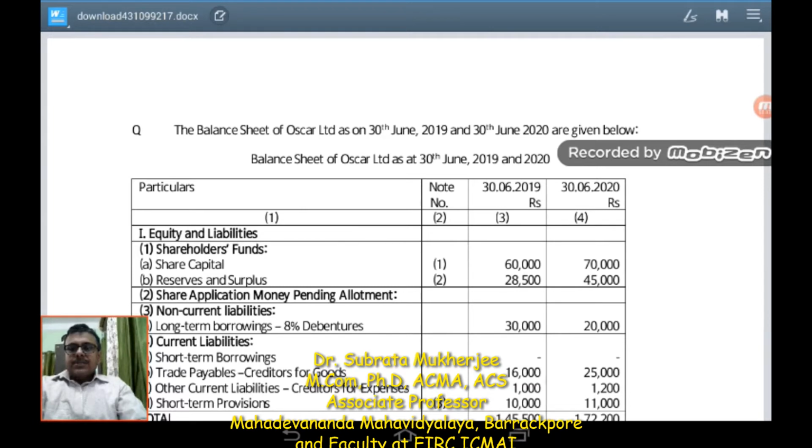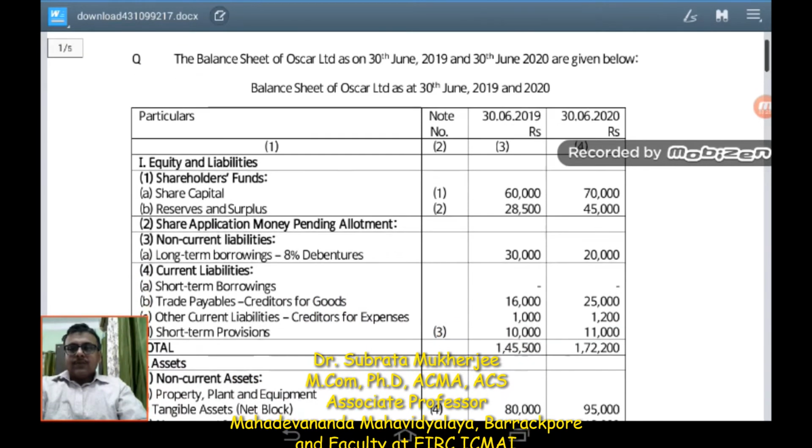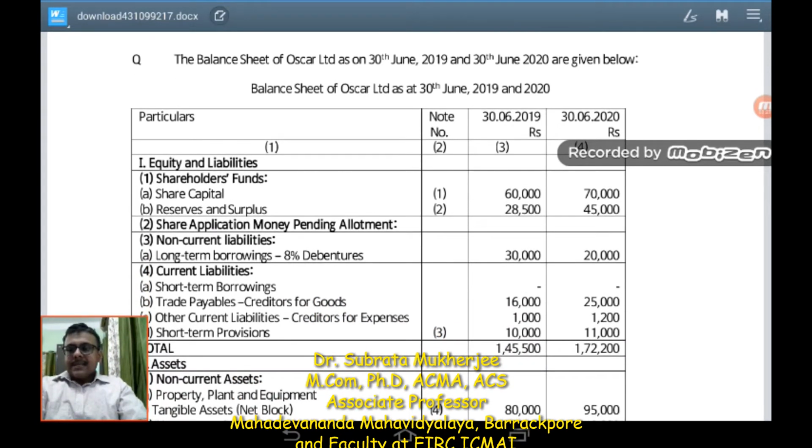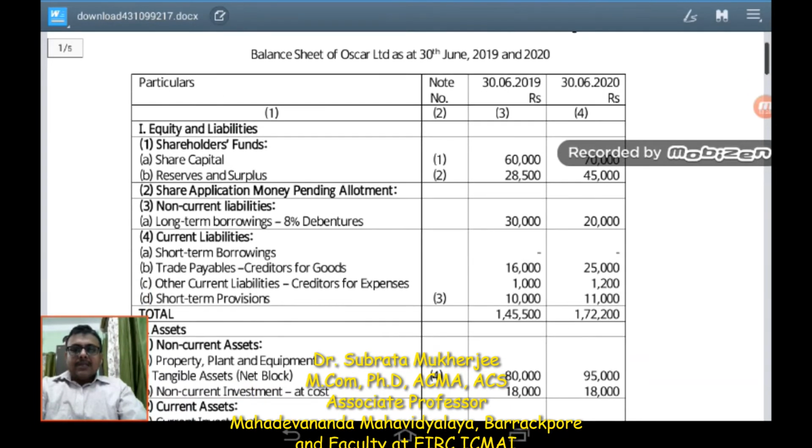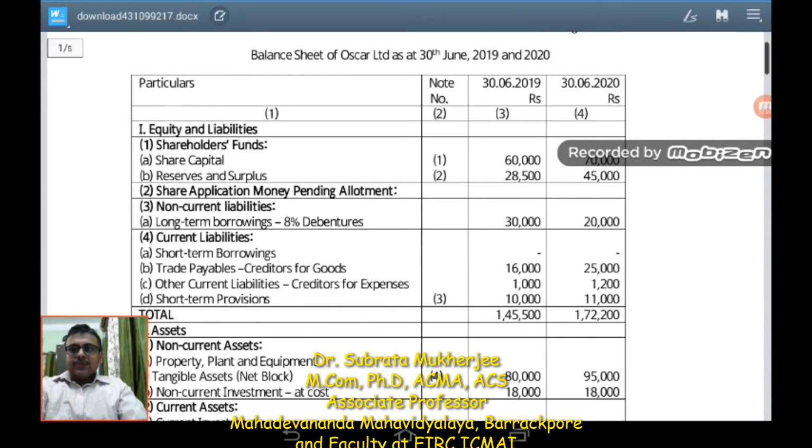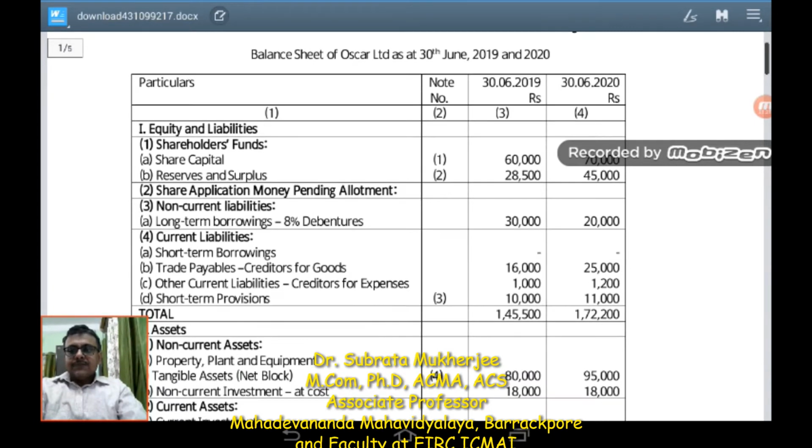Share capital 60,000 and 70,000. Reserve and surplus is 28,500 and 45,000. Long-term borrowing, that is 8% debenture, you have 30,000 as on 30th June 2019 and 20,000 on 30th June 2020. Trade payables, creditors for goods is 16,000 and 25,000. Other current liabilities, creditors for expenses 1,000 and 1,200. Short-term provisions 10,000 and 11,000.